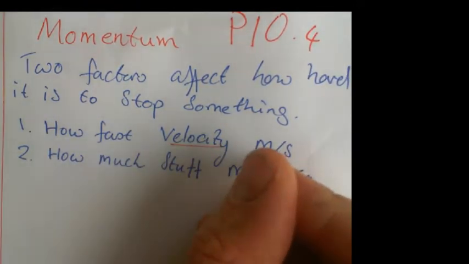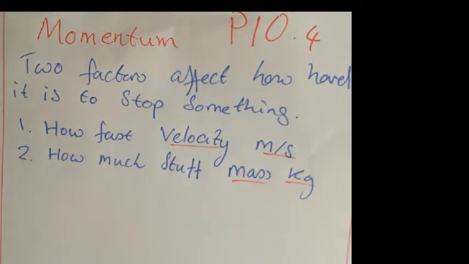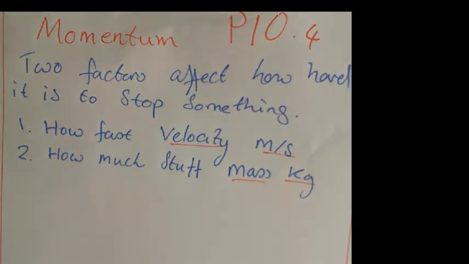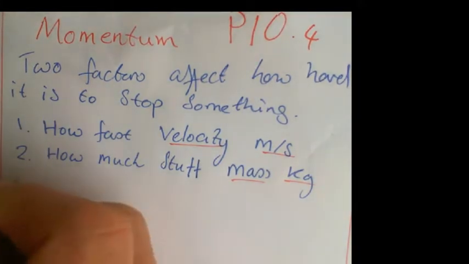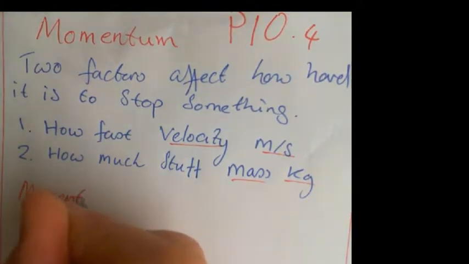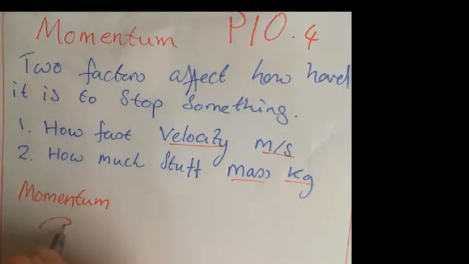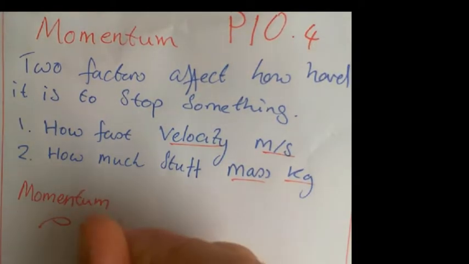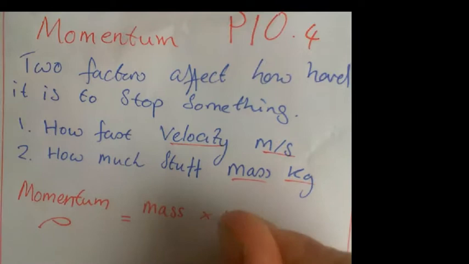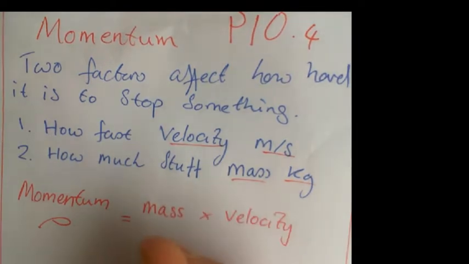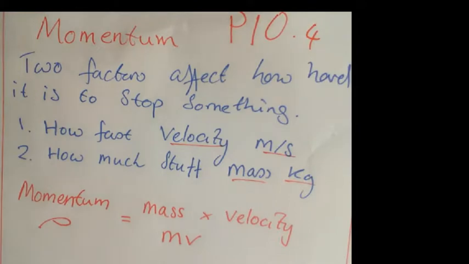So we've got velocity in meters per second, we've got mass in kilograms. And as we should know by now in physics, we can now turn that into an equation, because they're the two things that affect it, and the bigger the velocity, the bigger the momentum, and the bigger the mass, the bigger the momentum, that tells me it's going to be a linear equation. So I can use the symbol rho for momentum, and a rho just looks like a sideways P, like that, and that equals mass times velocity.